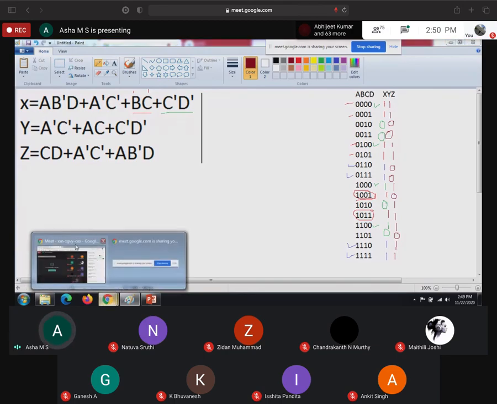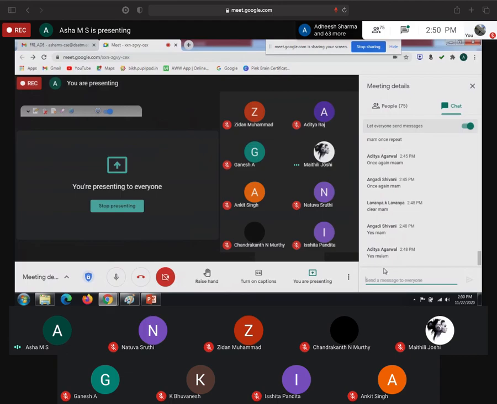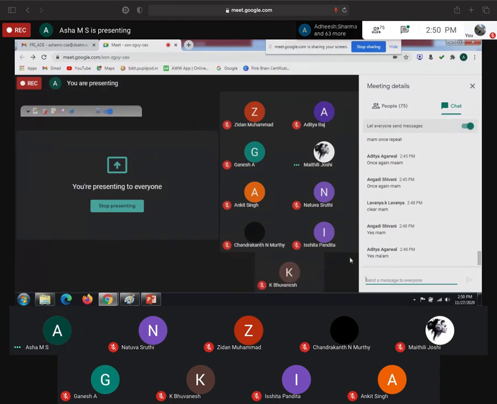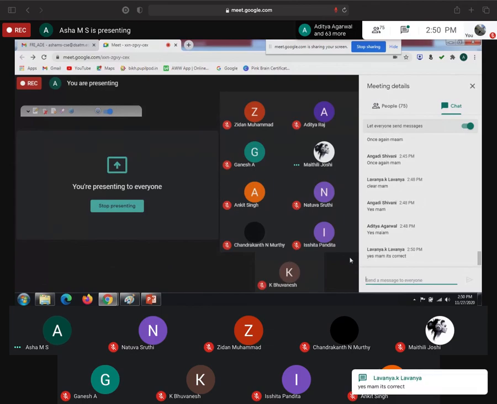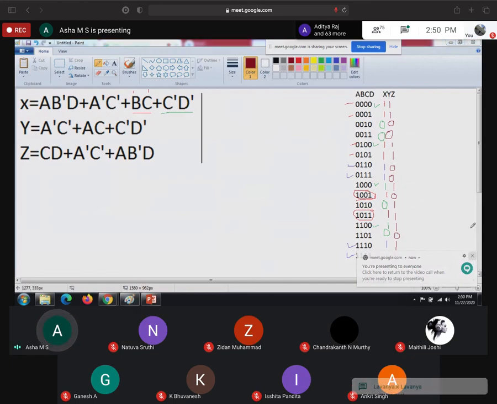Guys, have you got the same thing for Y, or have I made any mistake? If I have made any mistake, please let me know. Yes, it's correct. Okay, then fill Z. Then fill the column Z.